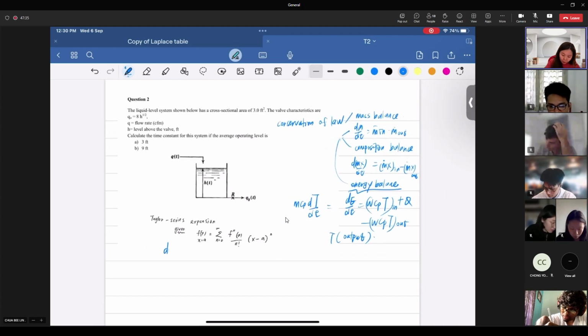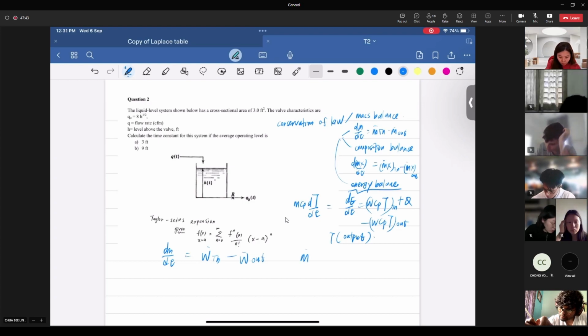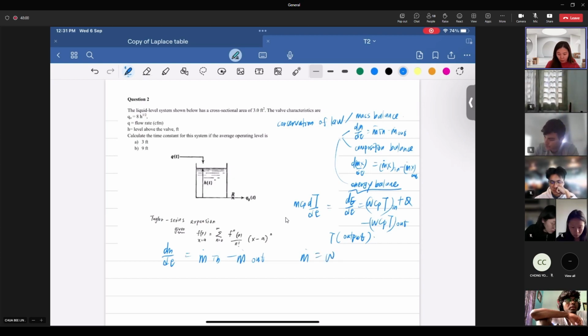So dm over dt equals mass rate in minus mass rate out. I standardize and use the mass rate, W, the same thing. Again, this is about the level as the accumulation term. So it's A rho dH over dt. We have derived this in question 1.